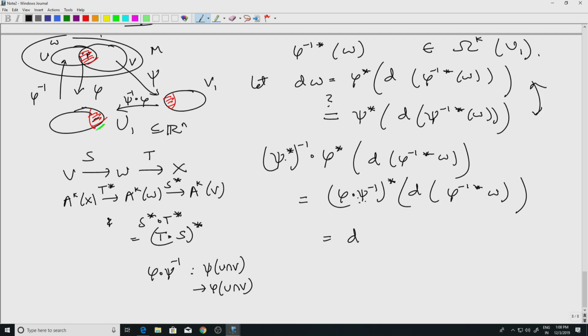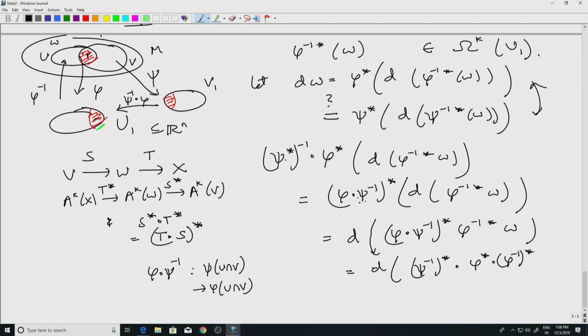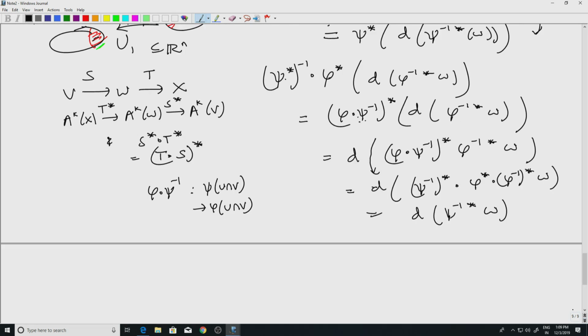So what I can write this as is d of, I can take this inside, C inverse star phi inverse star omega. Again one unravels this and one gets C inverse star composed with phi star composed with phi inverse star of omega. This phi star and phi inverse star cancel to give me the identity. So I'm left with d of C inverse star omega. And we are done.